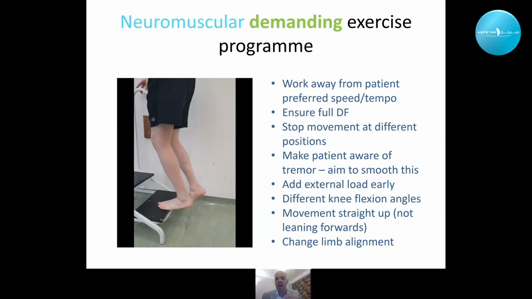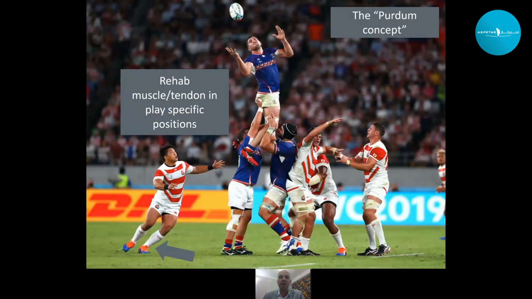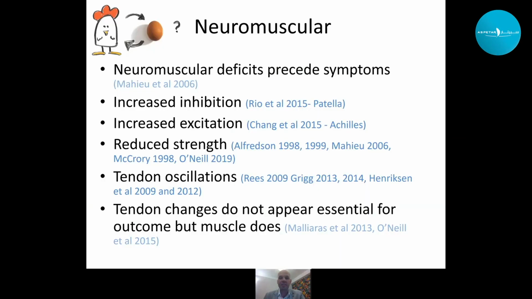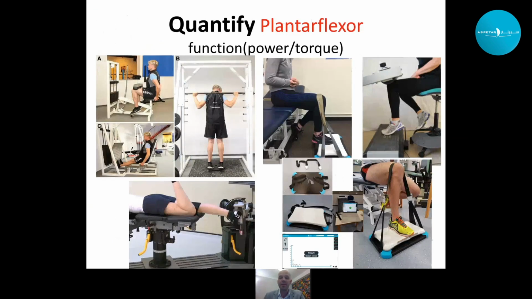And our targeted rehab will involve a variety of work positions to try and rehabilitate the tendon and make it a neuromuscular task rather than a tendon load task. And that will be our particular target here. And we should consider some of the positions as well from Craig Purdon's work, considering that. So neuromuscular seems to be key.